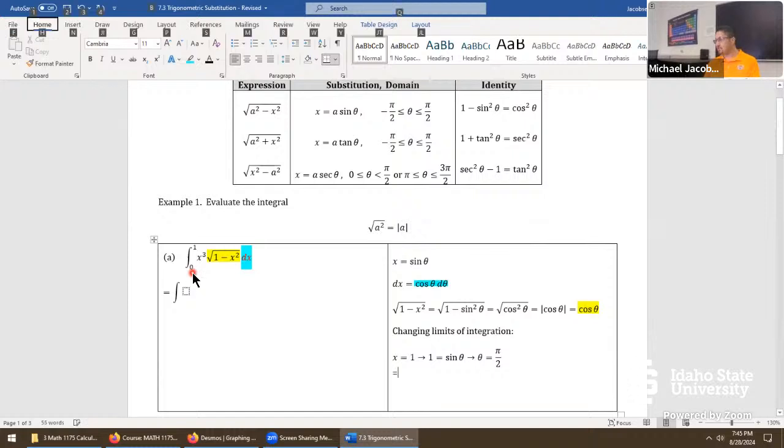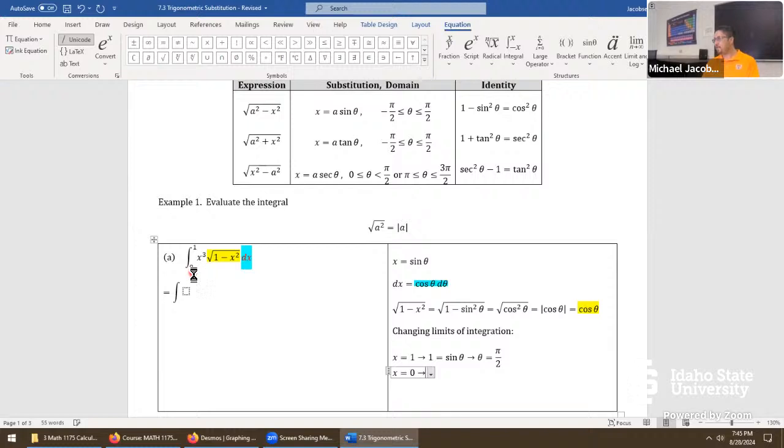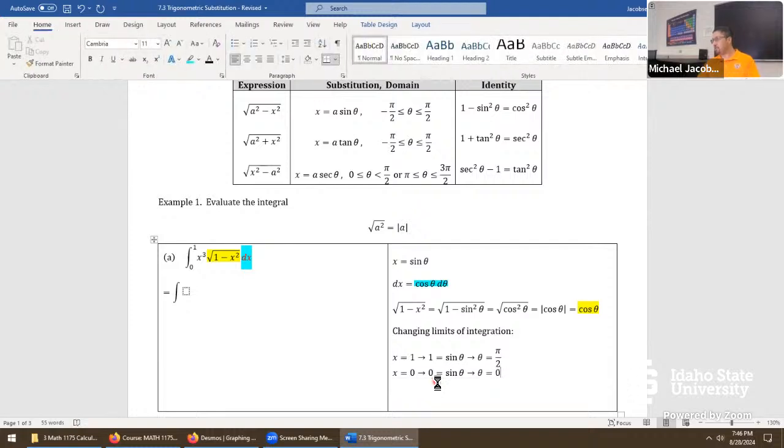Lower limit is 0 for x. That then implies, well, where does 0 go? Always go to the very top, your original substitution, right there for x: 0 equals sine theta. What value of theta would produce a 0 here? Any volunteers for that angle theta? Absolutely, sine of 0 is 0. So like you said, that implies theta equals 0.